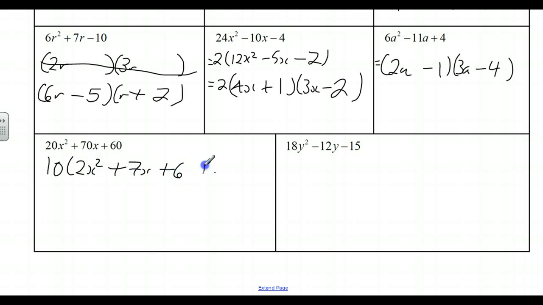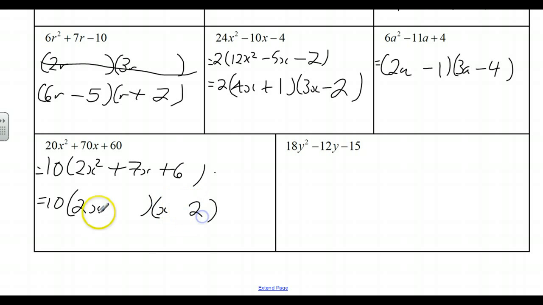Okay, I want to get a 7. Everything's positive, right? So if I put a 6 and a 1, I'll get a 12. I put a 1 and a 6, I'll get an 8. So it's going to be a 3 and a 2. Let's put a 2 here and a 3 here. That's plus, that's plus. 2x squared plus 4 plus 3 is plus 7x plus 6.